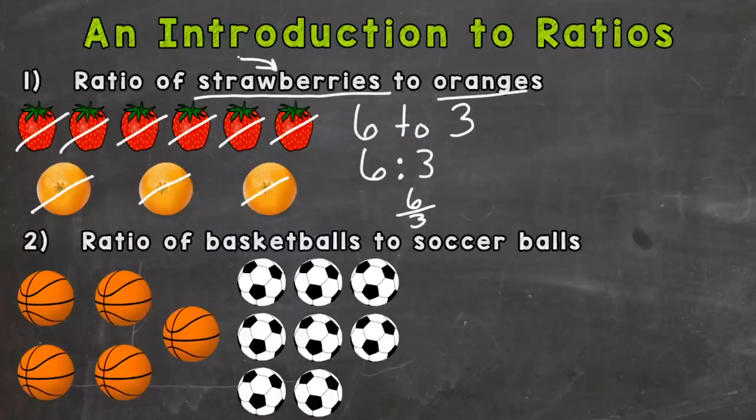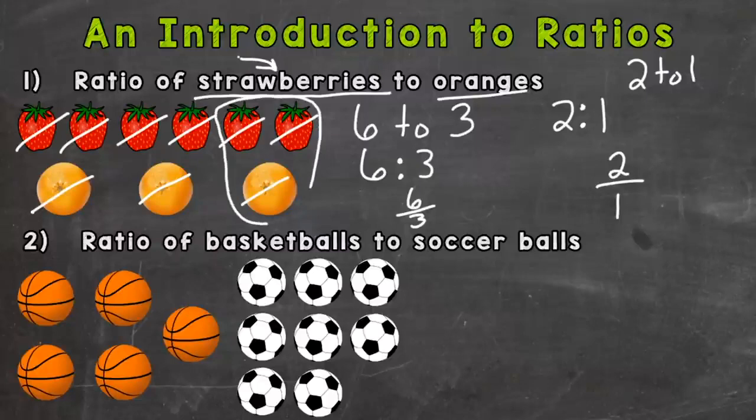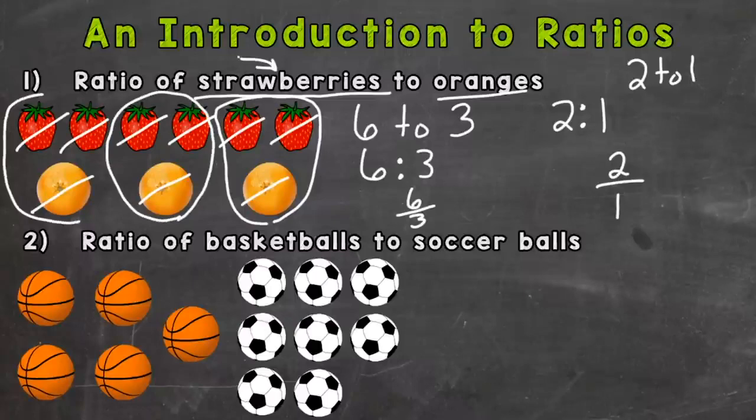So let's divide both the 6 and the 3 by 3. Well, 6 divided by 3 is 2, and 3 divided by 3 is 1. So I'll do the colon way here first, 2 to 1. Or the fraction, 2 to 1. And let's take a look at our picture over here, and for every 2 strawberries, there is 1 orange. So our simplified ratio matches our picture of the strawberries and oranges.